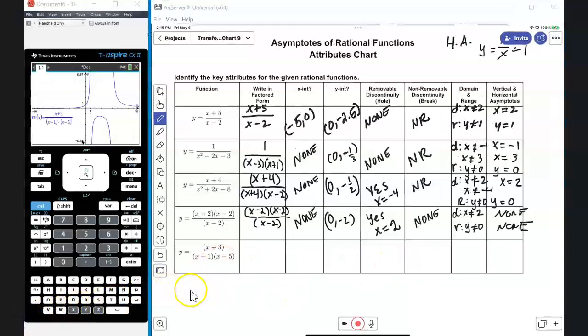Okay. Is it written in factored form? Yes or no? Yes. Okay, so just rewrite it. x plus 3, x minus 1, x minus 5. Do you see a common factor in the numerator or denominator? So, are you going to have a hole? None. Are you going to have a break? I have it drawn here. Do you have a break? Yes. So what are you going to write? Non-removable.